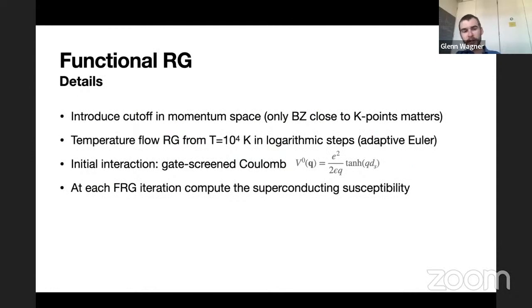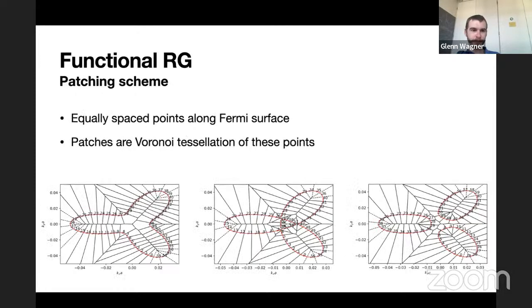And as I mentioned, at each iteration, we compute the superconductivity, and at some point, we find an instability, and that signals TC.